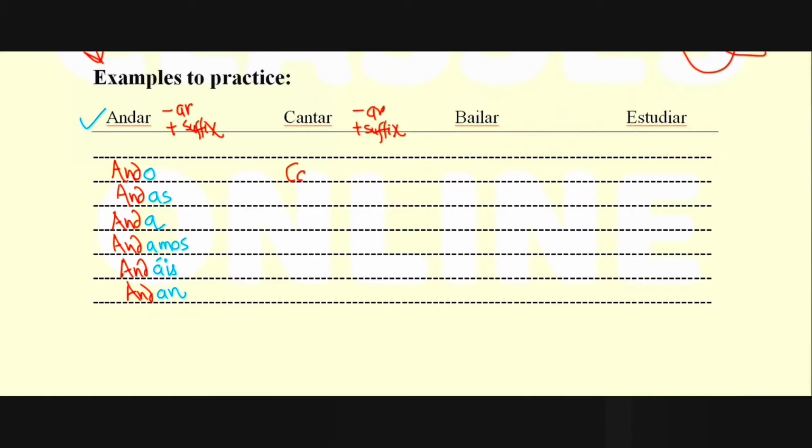Second example is cantar. We have to drop ar and add suffixes. But before that, write all root words. Root word is cant. You write. We have to write this.